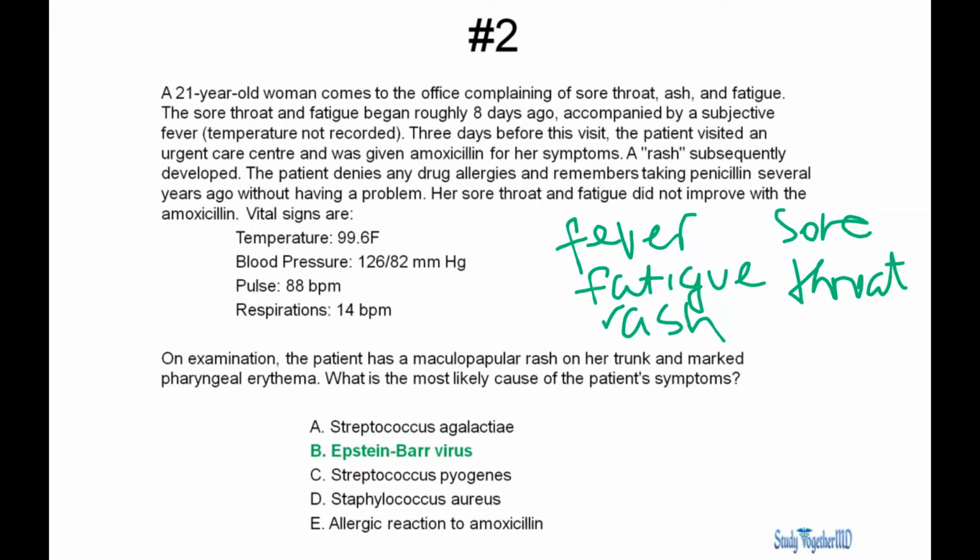Okay, so I think at this point it's more than enough to think about mononucleosis. What's a giveaway? It's rash after giving amoxicillin, and she has never had the drug allergy before. Alright, so mono. What do we connect it with? EBV. So that's an easy connection. Let's see how we're going to exclude the other choices.